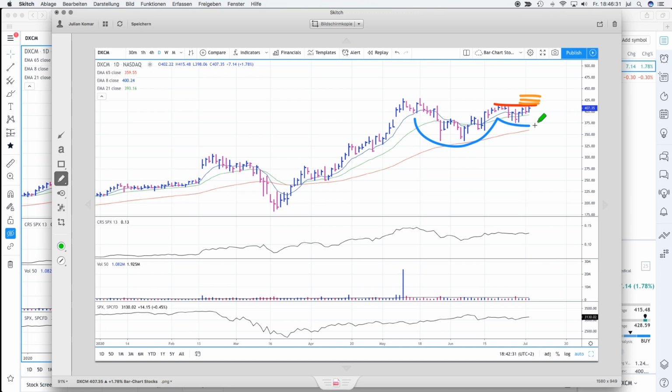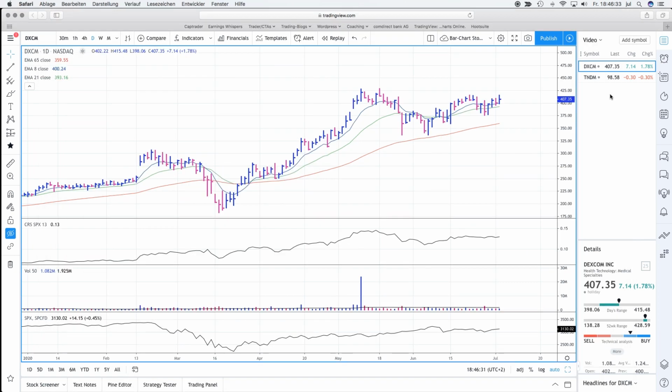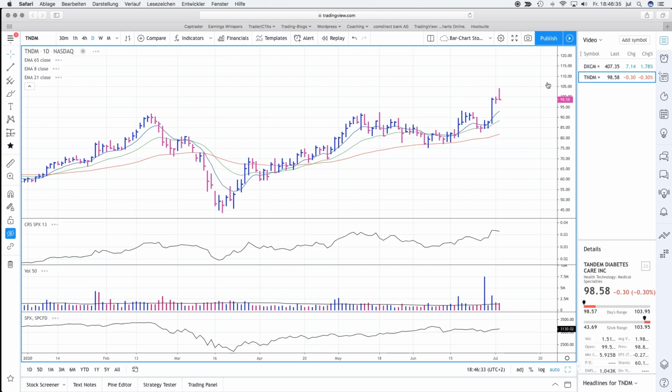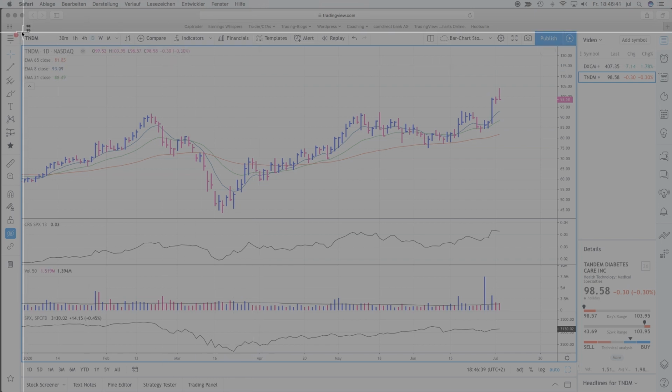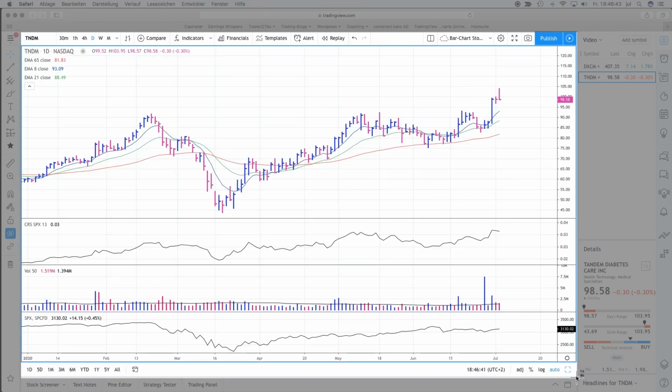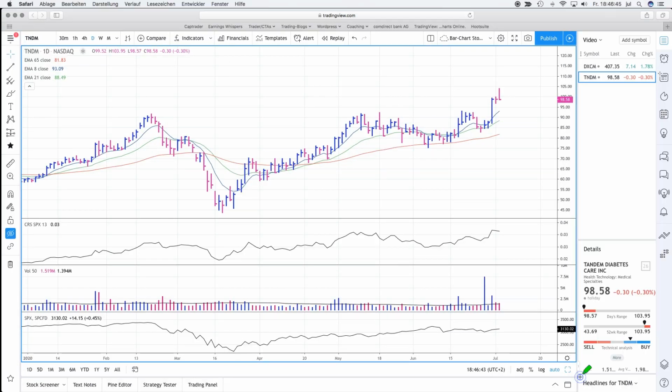A second type of trade, or a second type of how I enter a trade, is by market order. And I would also switch into the annotation software here.